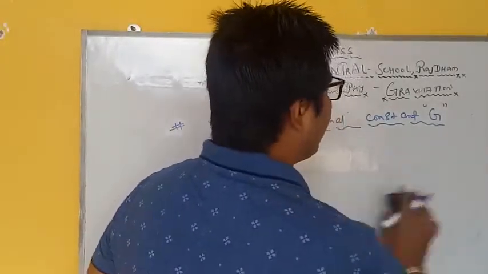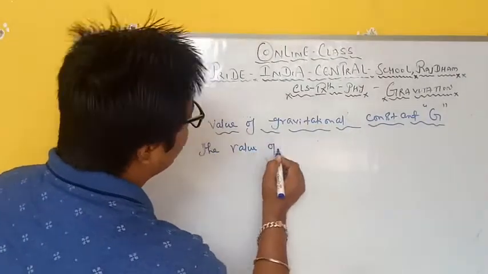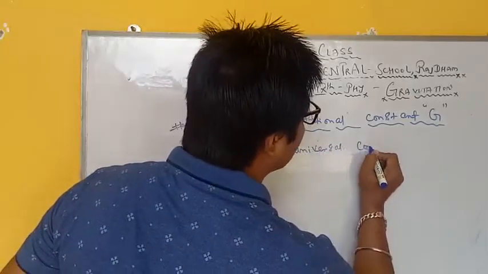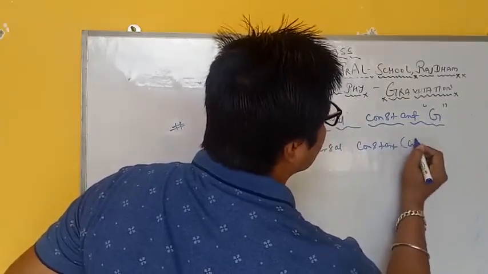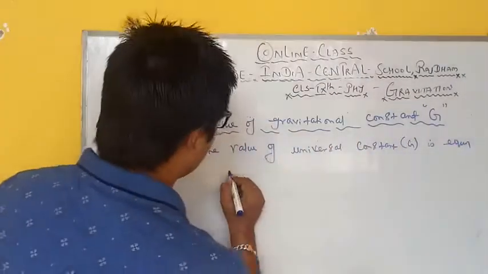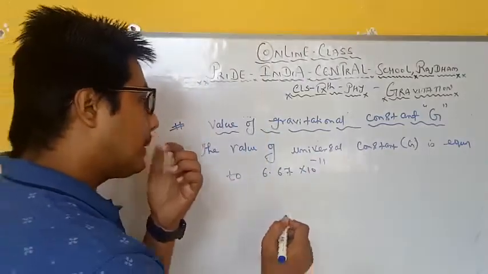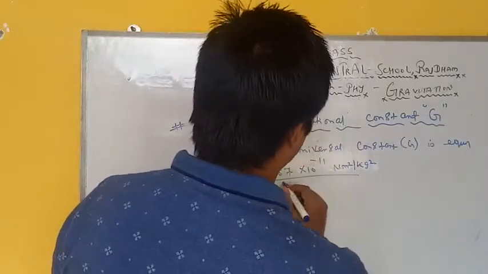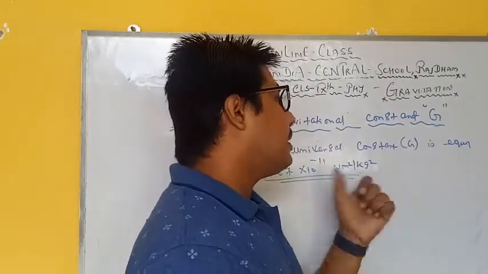So we can say that the value of universal constant G is equal to 6.67 into 10 to the power minus 11 Newton meter square per kg square.